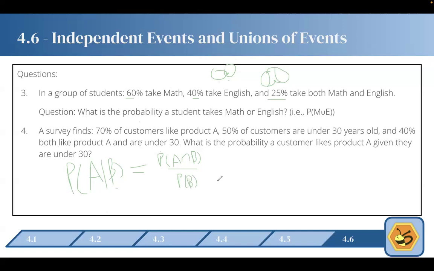But if we do this, both of them is 40%, because they both like product A and are under 30. So we can do 0.4 over the probability that they're under 30. I can't get my words straight, right? But that's 0.5, so this is 0.8. So does that clear it up?